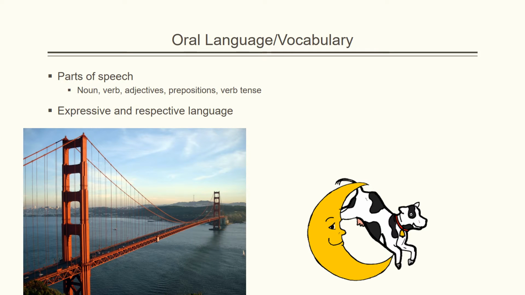Oral language and vocabulary consists of the parts of speech, such as nouns, verbs, adjectives, prepositions, and verb tense. Also, expressive and receptive language. This area is more of talking than pointing to anything. What is the cow jumping over? The answer, the moon. What is a bridge used for? The answer would be to cross it from one side to the other.